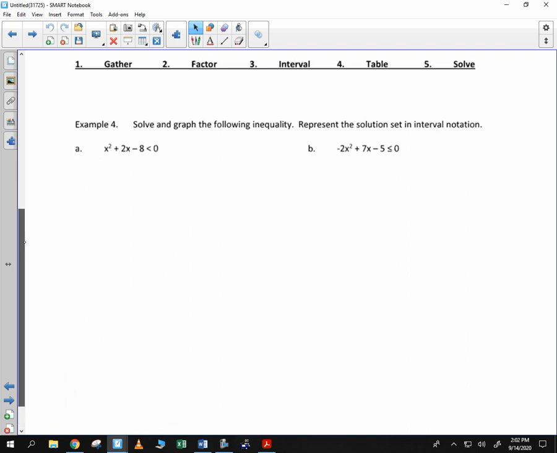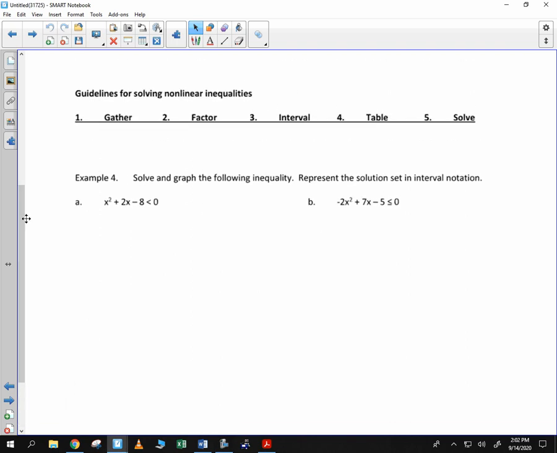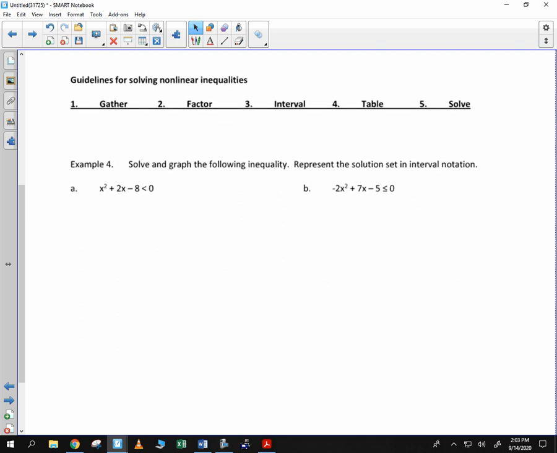Okay, college algebra. We continue on with inequalities, and we have a method for how we solve nonlinear inequalities. Again, nonlinear means that you don't have x to the first power. I showed you a couple ways earlier, but I'm going to do my favorite way. I have a quadratic. I'm going to factor it to (x + 4)(x - 2) < 0.